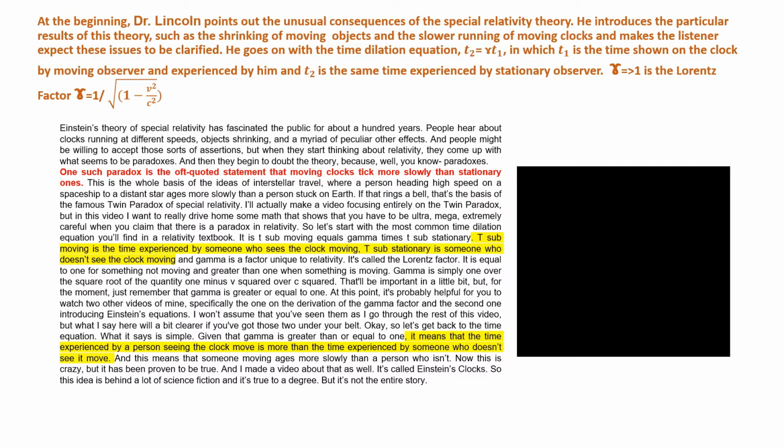He goes on with the time dilation equation, T sub 2 equals gamma times T sub 1, in which T sub 1 is the time shown on the clock by moving observer and experienced by him, and T sub 2 is the same time experienced by stationary observer. The Lorentz factor gamma is 1 over the square root of the quantity 1 minus v squared over c squared. Gamma equals or is greater than 1.